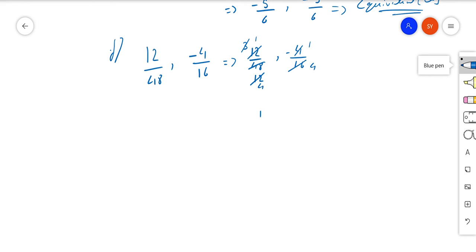Hence you get the answer 1 by 4 and minus 1 by 4. Since there is a negative sign over here, it is not an equivalent rational number. So this is not an equivalent rational number. Alright, we'll stop over here, we'll continue later.